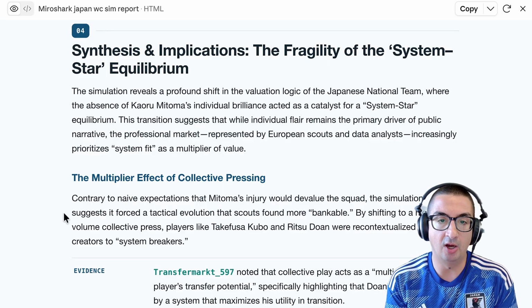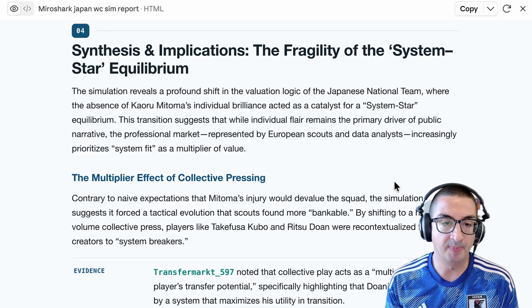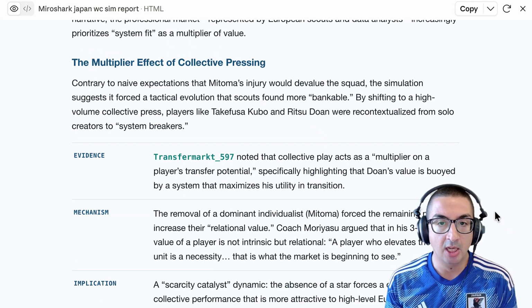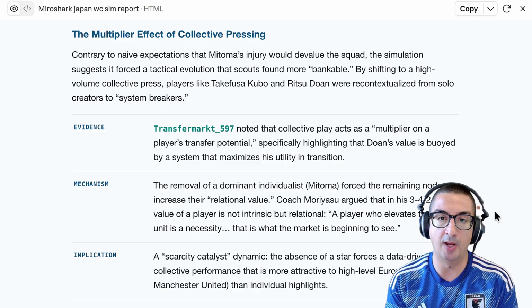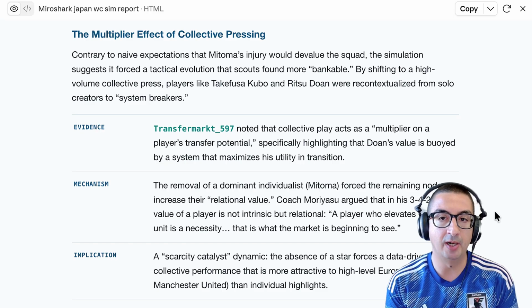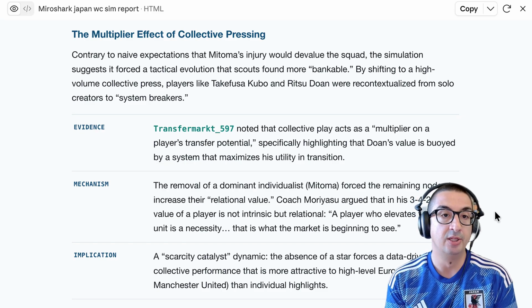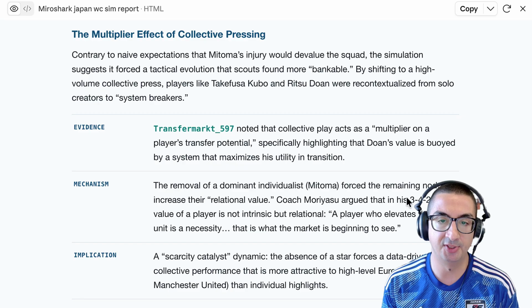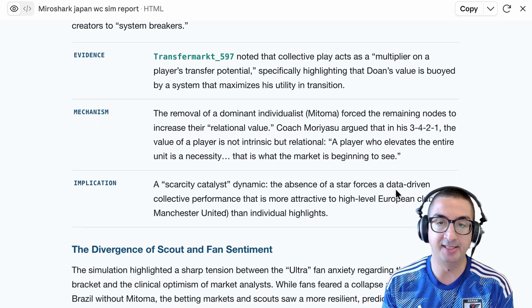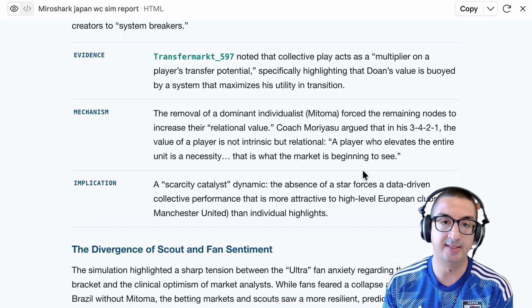The multiplier effect of collective pressing. Contrary to naive expectations that Mitoma's injury would devalue the squad, the simulation suggests it forced a tactical evolution that scouts found more bankable. By shifting to a high-volume collective press, players like Takefusa Kubo and Ritsu Doan were recontextualized from solo creators to system breakers. Evidence: Transfermarkt noted that collective play acts as a multiplier on a player's transfer potential, specifically highlighting that Doan's value is buoyed by a system that maximizes his utility in transition.